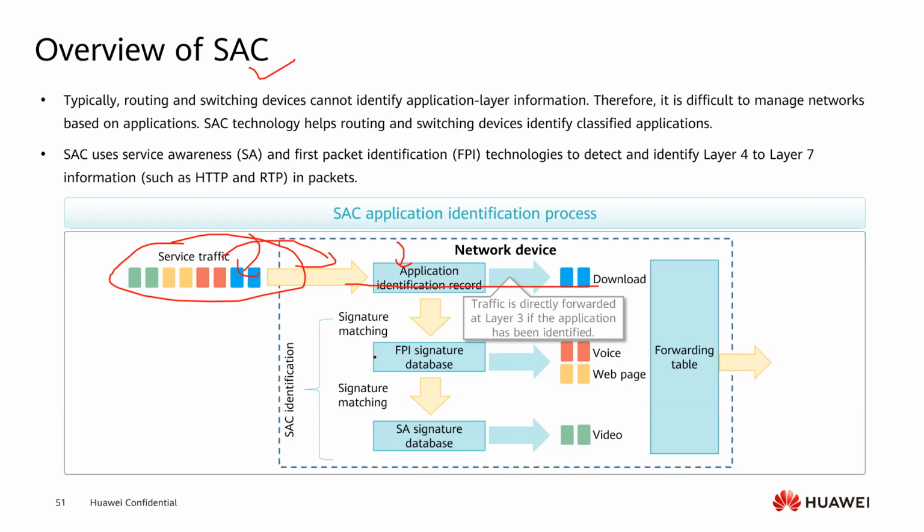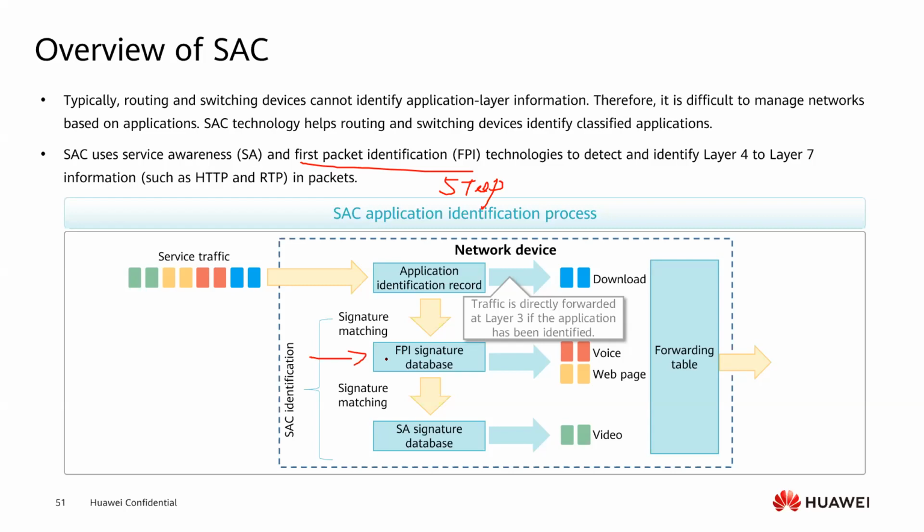And if I do not have any record, it will go into the FPI signature database first. FPI means first packet identification, which means that based on the 5-tuple, the source and destination IP, source and destination port, and the protocol, I classify the traffic. This is FPI. This is where you should do the configuration by yourself.